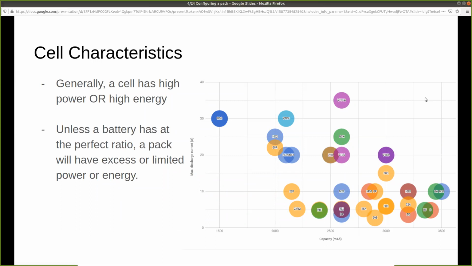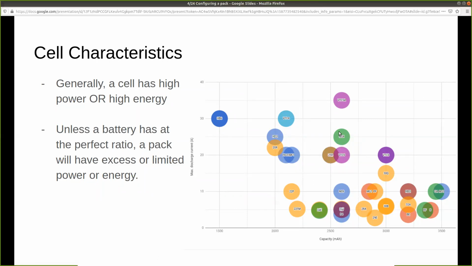So we looked at this graph last week, and it told us that a cell usually has either high power capability or high energy storage. So there are lots of cells in this area where there's lots of capacity, but not a lot of current output. And there are some cells up here, with less capacity and higher current output. And there are some cells in this golden region where you get a good number for both. And this is where we are operating.